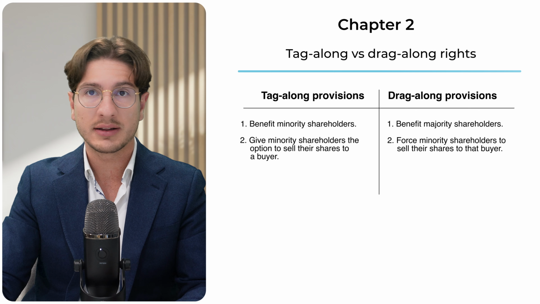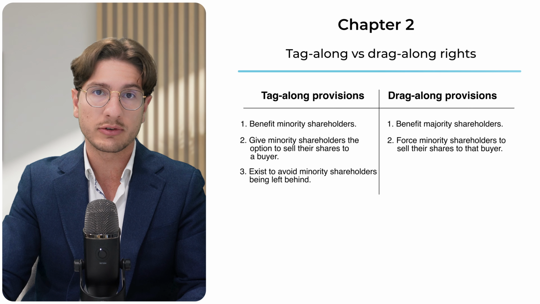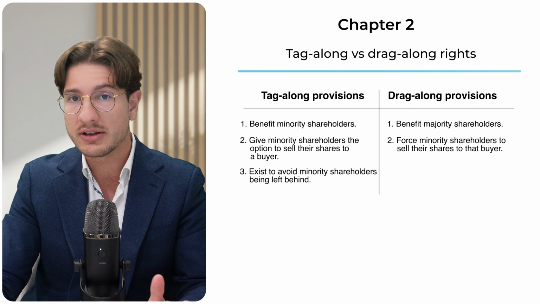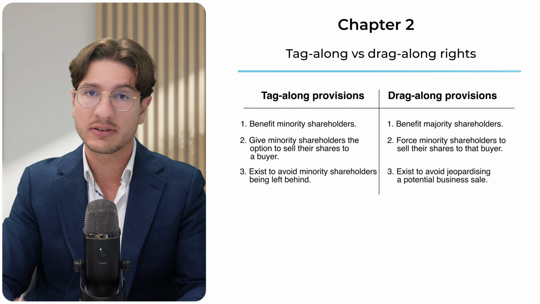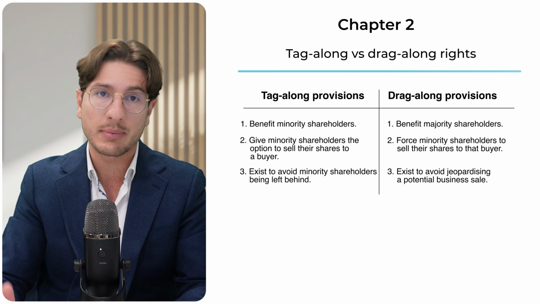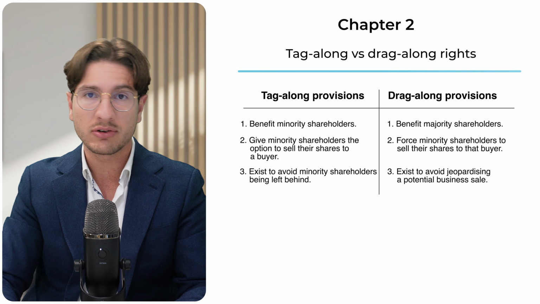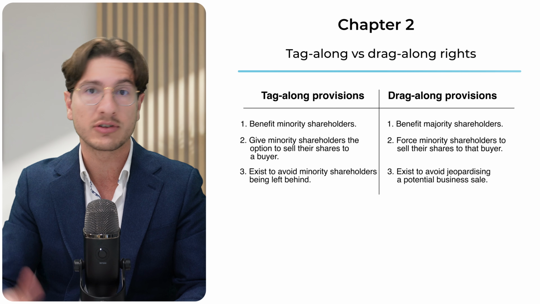And lastly, tag-along rights exist to avoid the minority shareholders being left behind and having a stranger as a new majority shareholder, whilst drag-along rights exist to not jeopardize a potential business sale. And this is because typically a buyer of a business usually wants to buy all of the shares of the company, not just those of the majority shareholder.